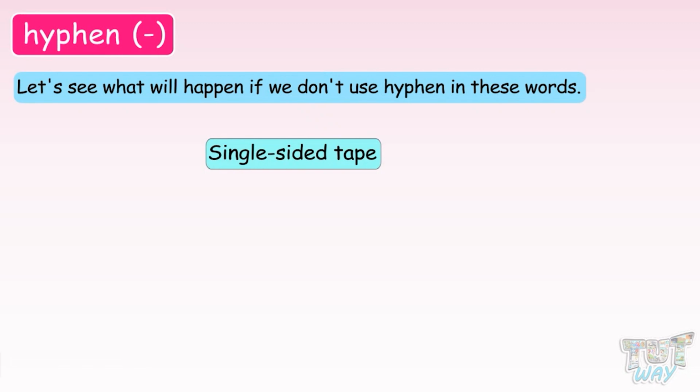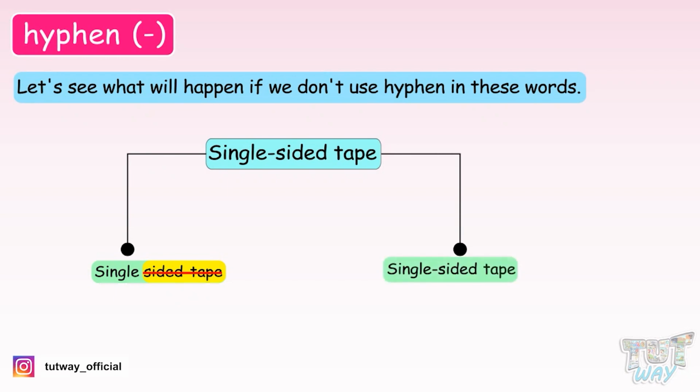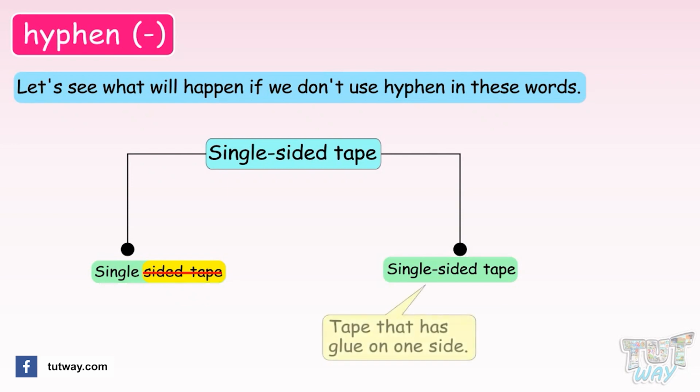Let's see what will happen if we don't use hyphen in these words. Single sided tape. Here, no hyphen is there, so it has 2 meanings. Either it should mean single, sided tape, and sided tape has no meaning. And other one is single-sided tape, which has some meaning, that is, a tape which has glue on one side.